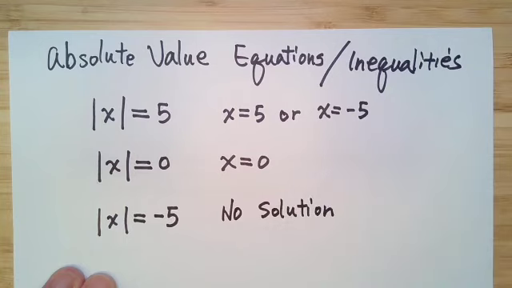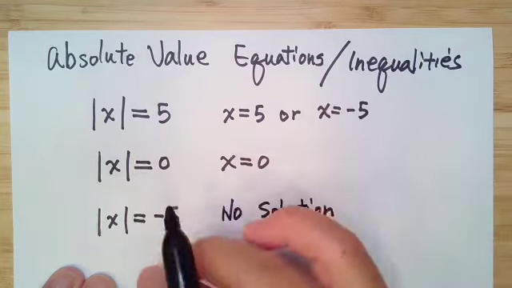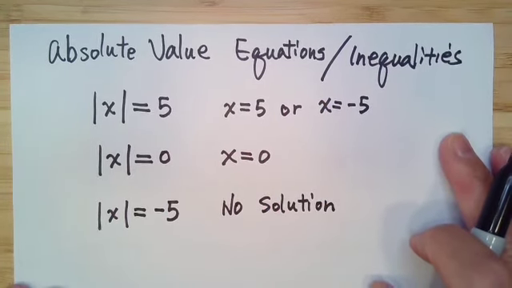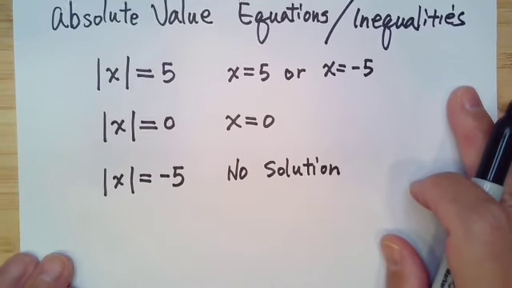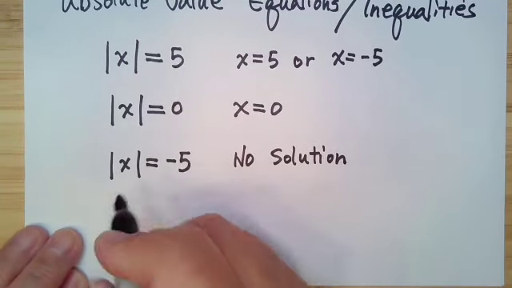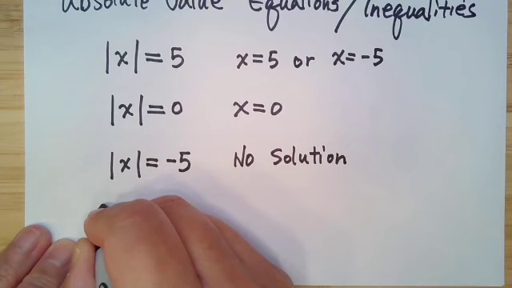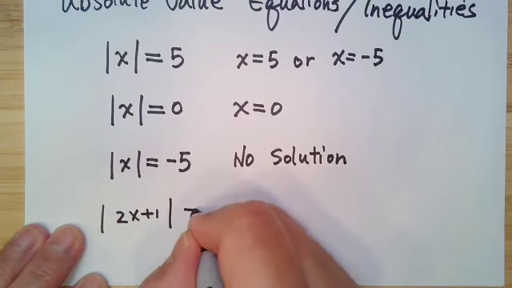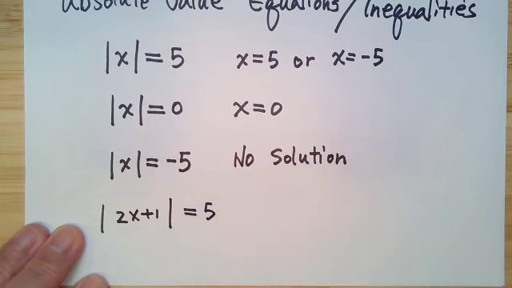Okay? So this is the easiest absolute value equation. Now, how about I give you a little bit more complicated one? Because I have some space, I'm just right here. What about this? 2x plus 1, absolute value, equals 5. How do I solve that?